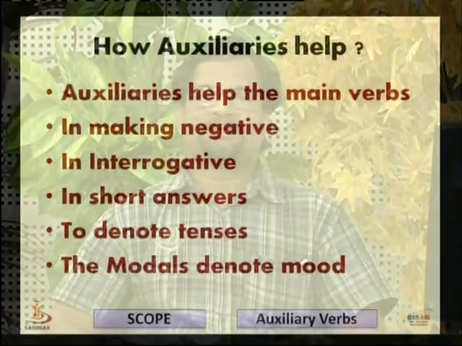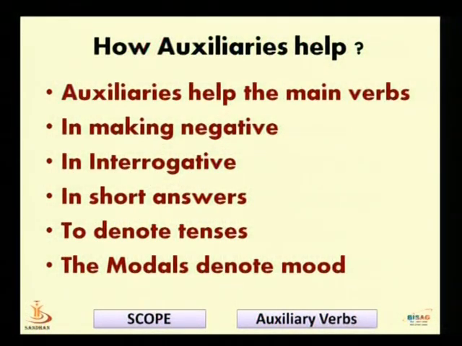Next use of these main auxiliary verbs is in short answers. I will give you plenty of examples, and there are some questions in the examinations also where you are supposed to answer in brief. In such sentences, we are supposed to use the auxiliaries only, without which you cannot give your answer in short. And last but not the least, they denote tenses also.